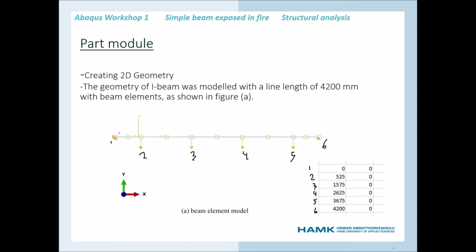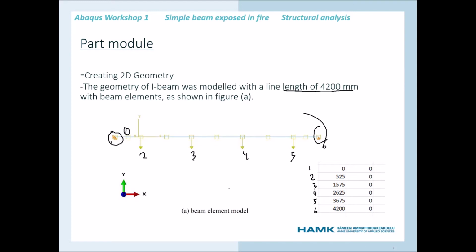These are the coordinates of the points that we will use to model the line. So we will create the line between these points, so it's easy to apply the boundary conditions at the supports and also the force. It will be easy to apply that force there. That's why we create these coordinates and then create a line between them, and then the total beam has a length of 4200.